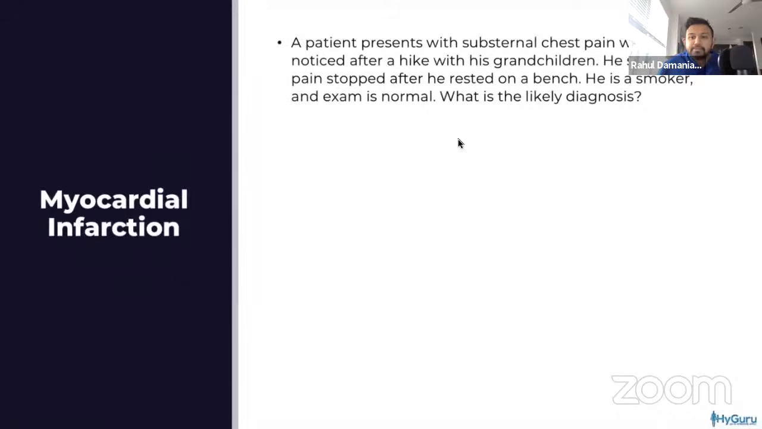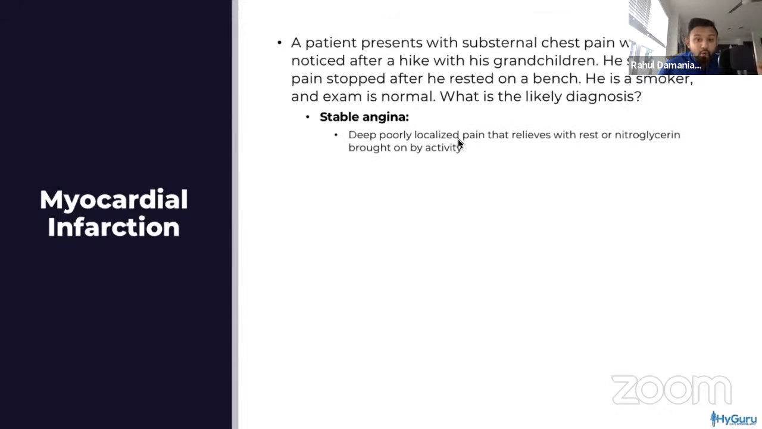A patient presents with substernal chest pain, which he noticed after a hike with his grandchildren. He said that the pain stopped after he rested on a bench. He is a smoker and exam is normal. So pain with activity, you're going to be thinking about angina. And stable angina is characterized by a poorly localized pressure-like pain that is relieved with rest or nitroglycerin and is brought on by activity. In terms of the pathophysiologic mechanism as to how we treat it, we want to vasodilate via increasing nitric oxide concentrations.